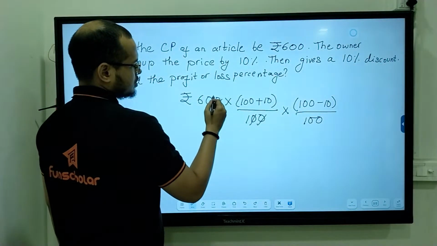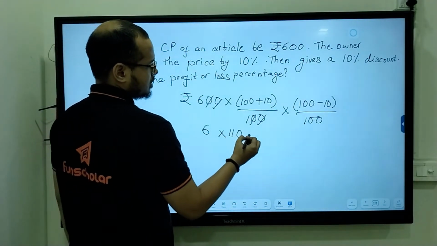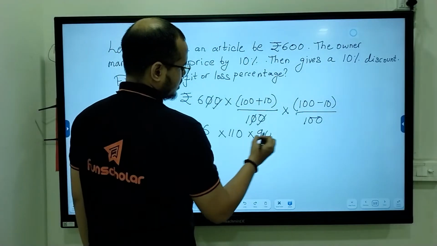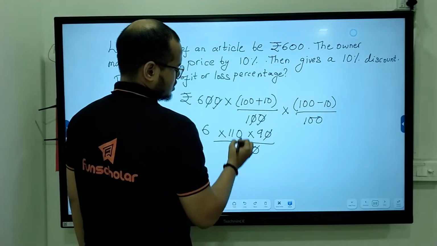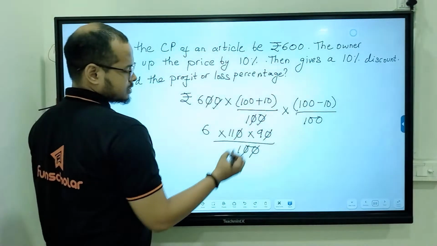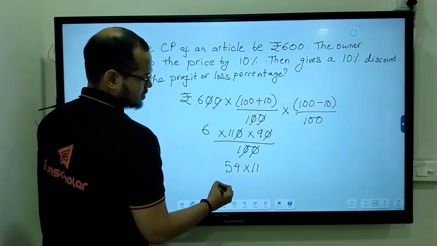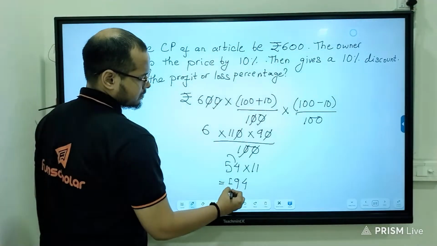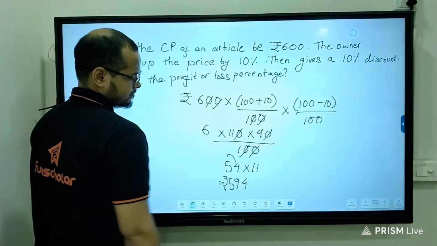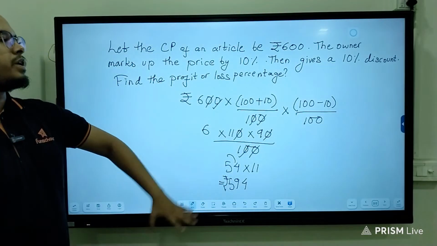The zeros are gone. So 6 into 110 into 90 by 100. The zeros cancel. 9 sixes are 54. 54 into 11 is what? 4, 5 plus 4 is 9, and 5. 594. Wasn't this the selling price? Okay, so this is how we did it directly.